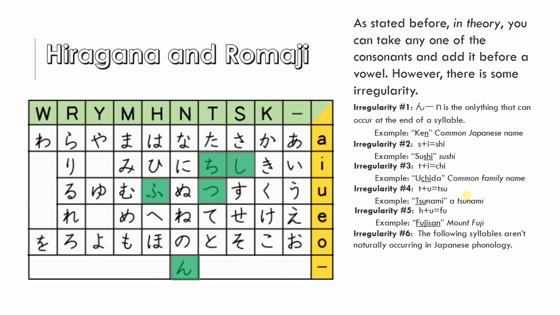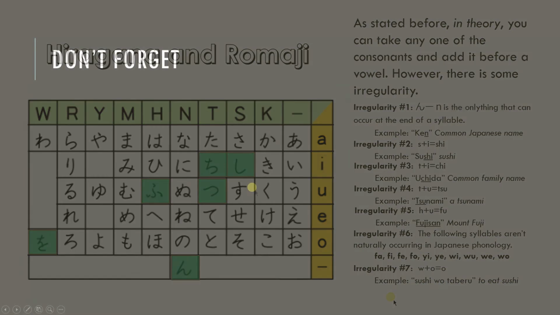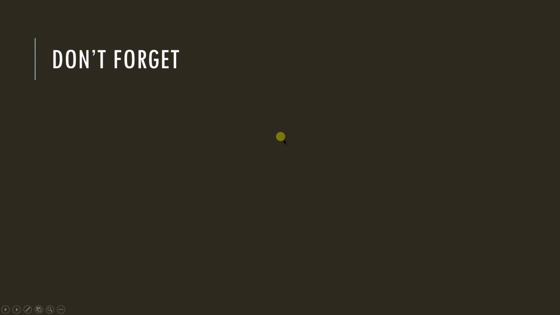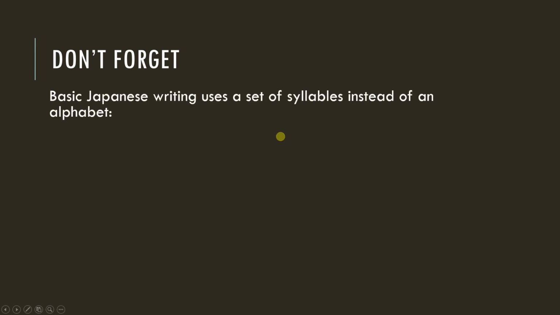And the following syllables don't occur naturally in Japanese, and those are, for example, anything else that starts with an F, the yi and the ye, the wu, we, and a wo. Remember that this last w-o, wo, is actually just pronounced pretty much just like the normal o sound. Alright, and an example of that o can be seen in this sentence right here. Sushi o taberu, which means to eat sushi. Sushi o taberu.